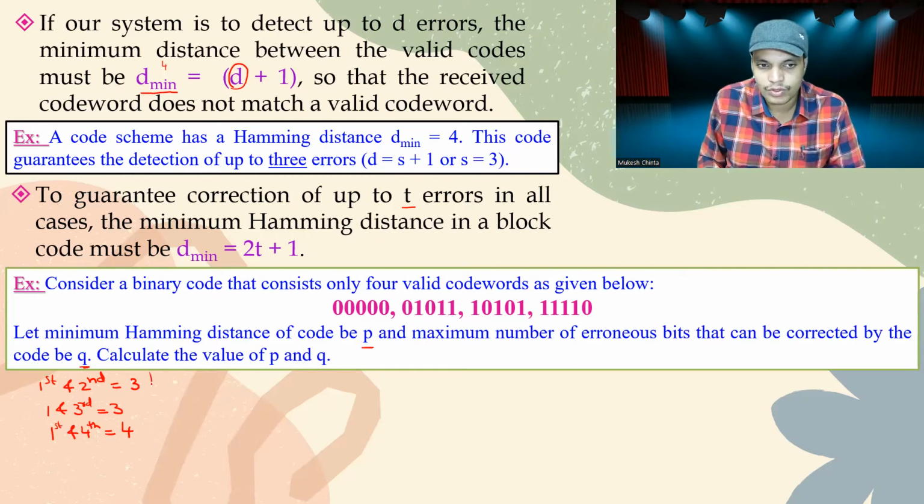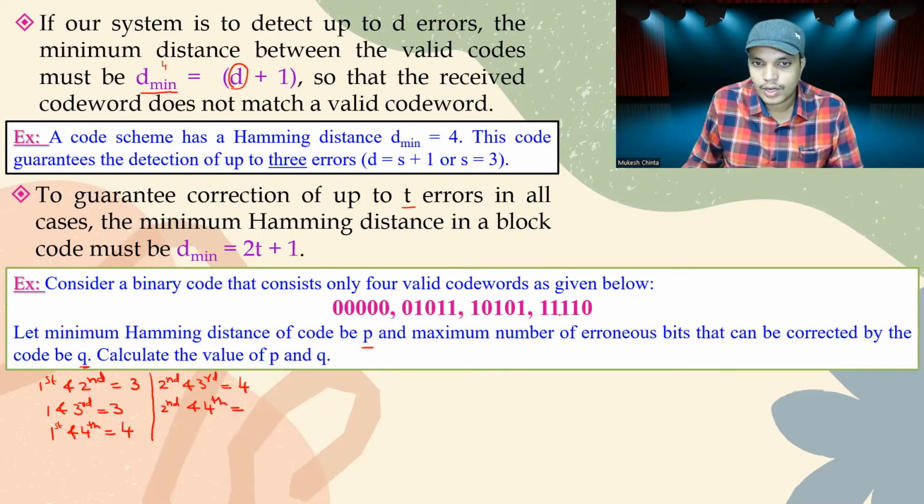Now, similarly, I have to check for all possible code words, right? Now I am going to check for second and third. What is it? So 0, 1, 0, 1, 1. So 1, 2, 3, 4. There are 4 bit positions that differ in value. So it is 4. What about the second and fourth?